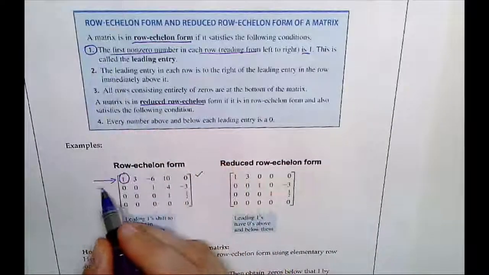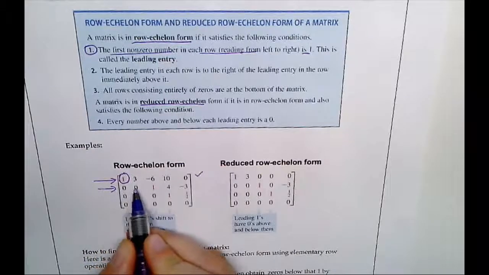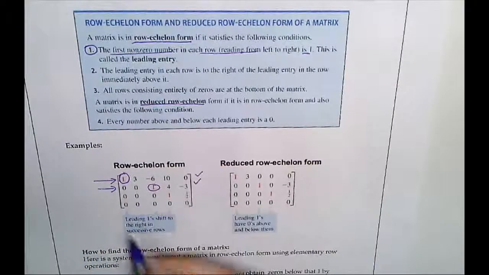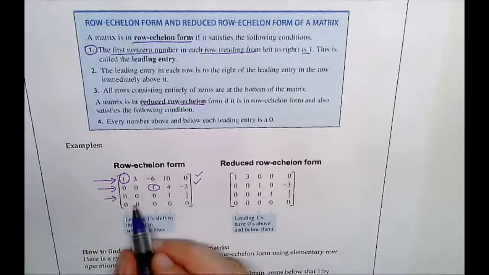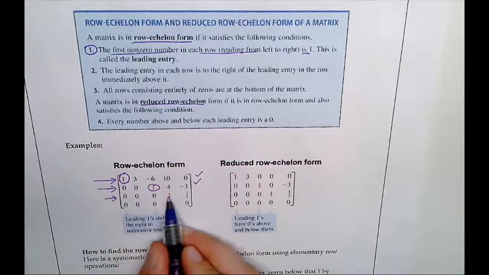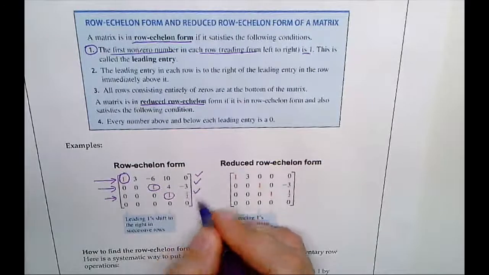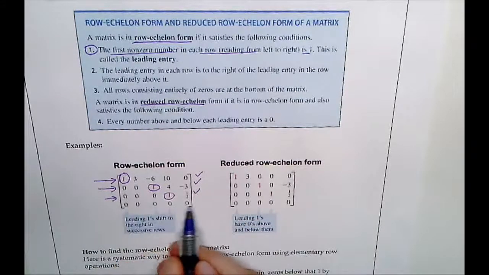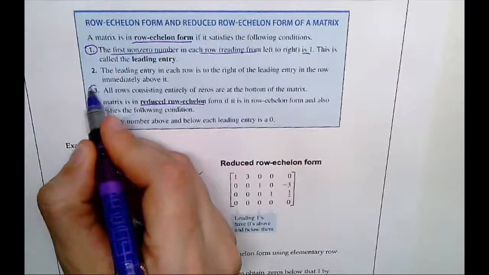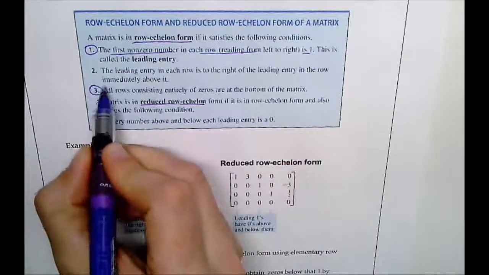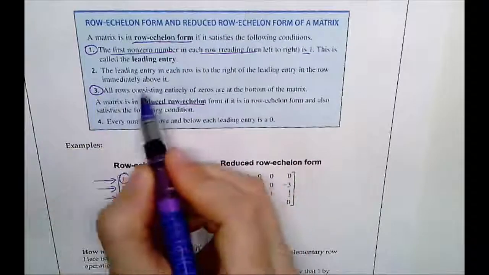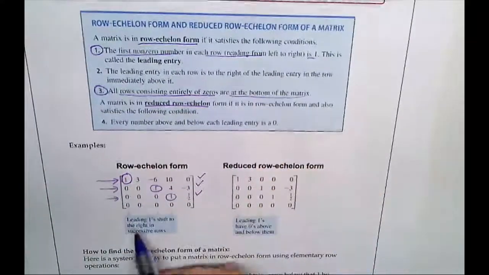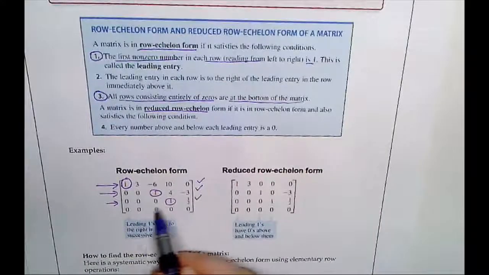What about row 2? What is the first non-zero entry? The first non-zero entry is a 1, so it also satisfies it. Row 3, the first non-zero entry is a 1 as well, so that satisfies it too. And this last row does not have a non-zero entry. However, the third condition for a matrix to be in row echelon form is that all rows consisting entirely of zeros are at the bottom of the matrix. So the row consisting of zeros is at the bottom of the matrix.